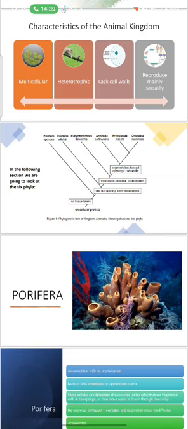Cnidaria, which are jellyfish, are diploblastic with radial symmetry and no cephalization. Platyhelminthes, which are flatworms, are triploblastic, bilateral, with cephalization. Annelida, which are earthworms, show segmentation, two gut openings, and are coelomate. Next are Arthropoda, which are insects, and Chordata, which are mammals.